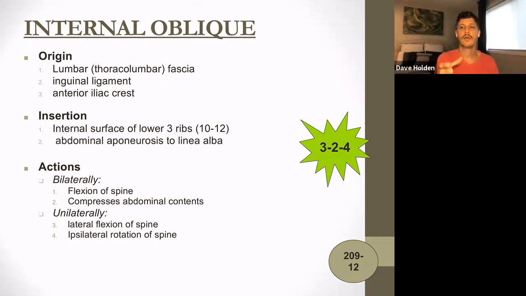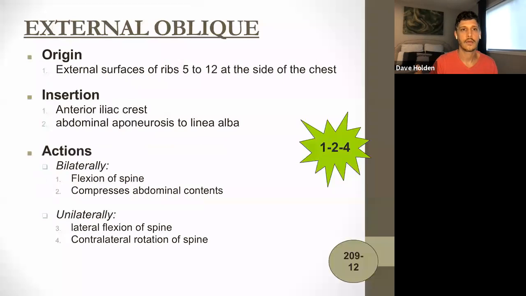Flexion of the spine, compression of the abdominal contents, lateral flexion, and ipsilateral rotation for the internal obliques, IRS. Same actions, except contralateral rotation for the external obliques, ERO. Externals rotate opposite.